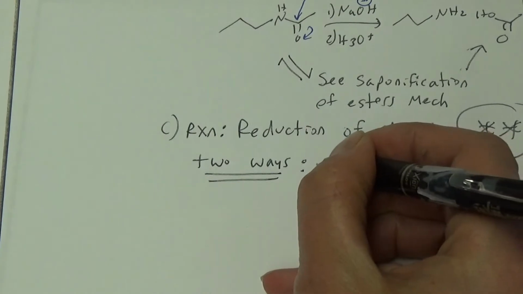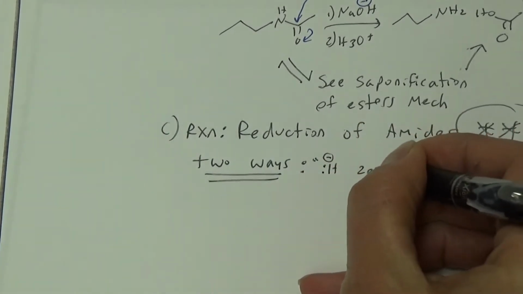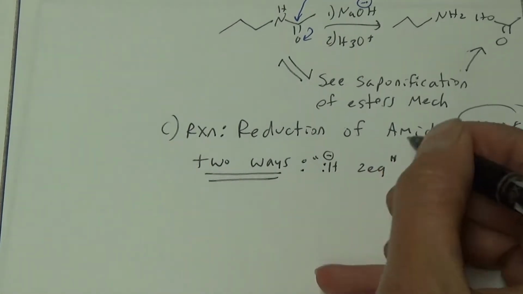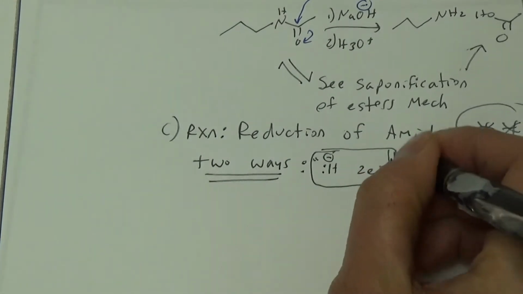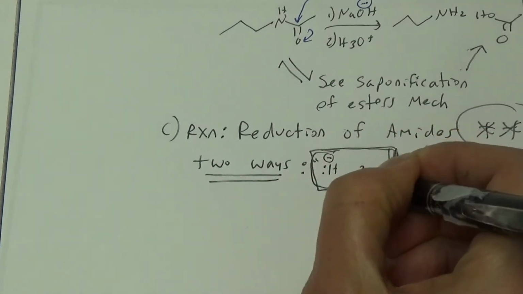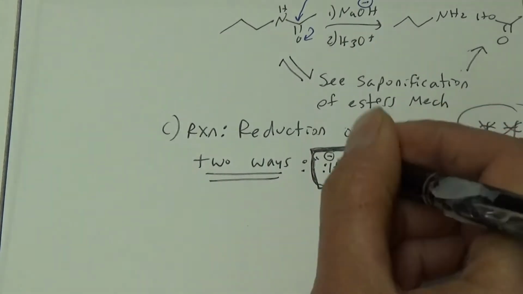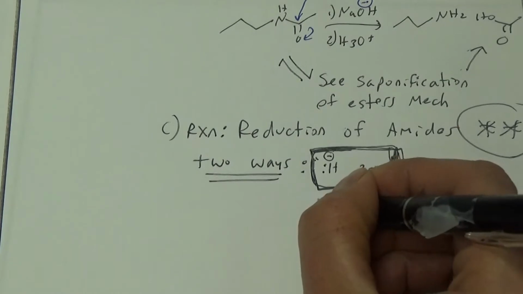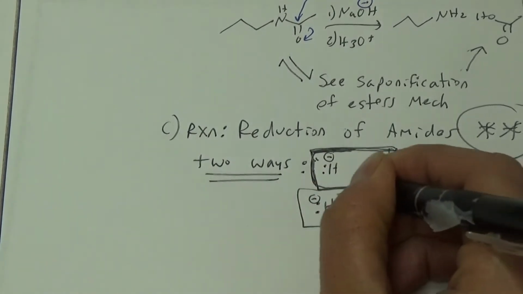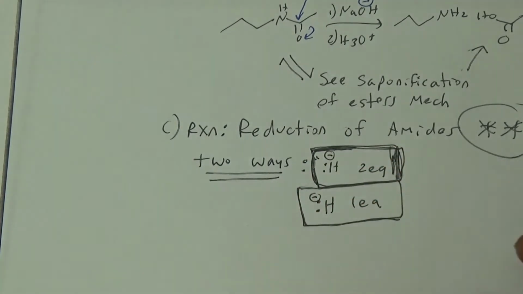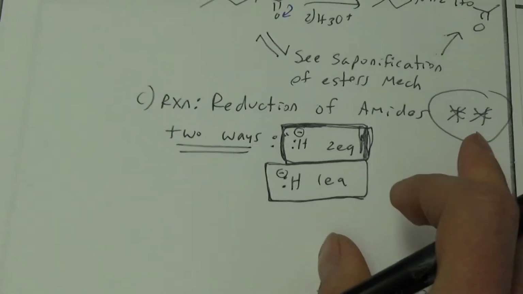H minus, 2 equivalents, just like with esters. Remember how we did this for esters? We can reduce with either H minus 2 equivalents, or we can do what? H minus 1 equivalent. I'll give you a hint on what the two reagents are, and we'll show how they work.